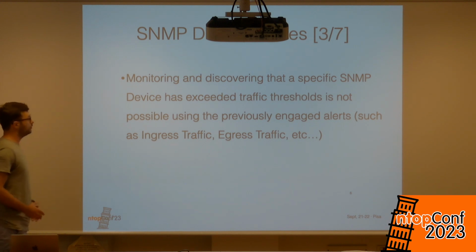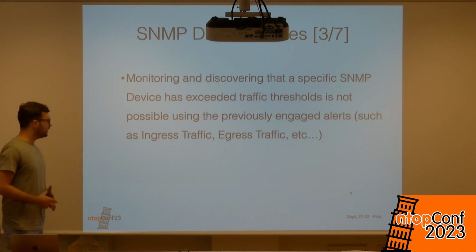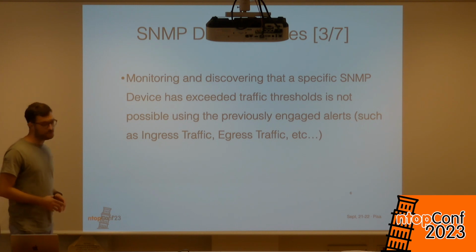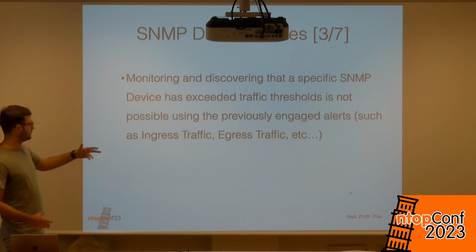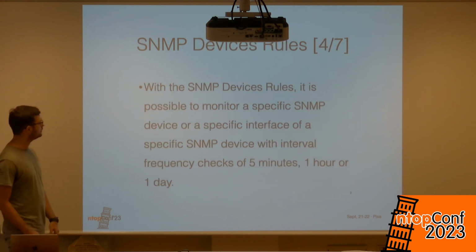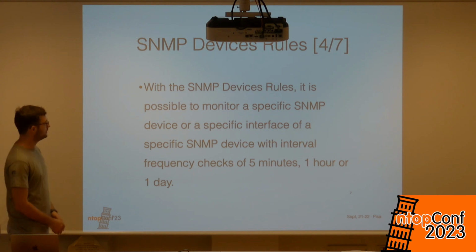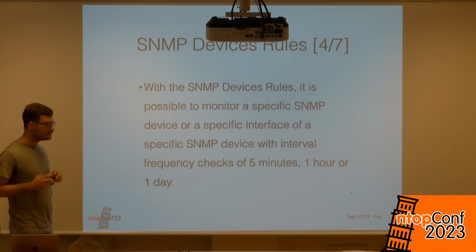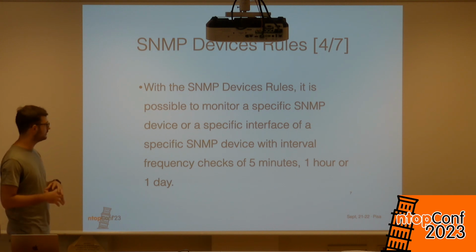So the problem: monitoring and discovering that a specific SNMP device has exceeded traffic thresholds is not possible using the previously engaged alerts of ntopng, such as ingress traffic, egress traffic, and so on. So we introduced the SNMP devices rules, and with that, it's possible to monitor a specific SNMP device or a specific interface of a specific SNMP device with interval frequency checks of 5 minutes, 1 hour, or 1 day.